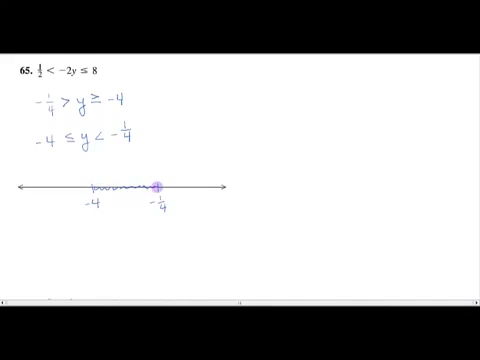So I'll shade between those numbers. The -1/4 gets a parenthesis and the -4 gets the square bracket. So I have a -4, comma, -1/4 with a bracket on the -4, a parenthesis on the -1/4 as my answer.